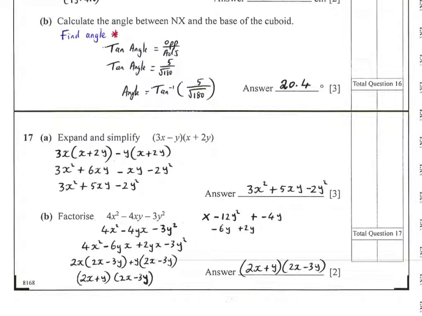Question 17a, expand and simplify. We'll just expand double brackets. Everything in the second bracket is multiplied by everything in the first. So it's 3x times the x plus 2y. It is x plus 2y times the minus y.